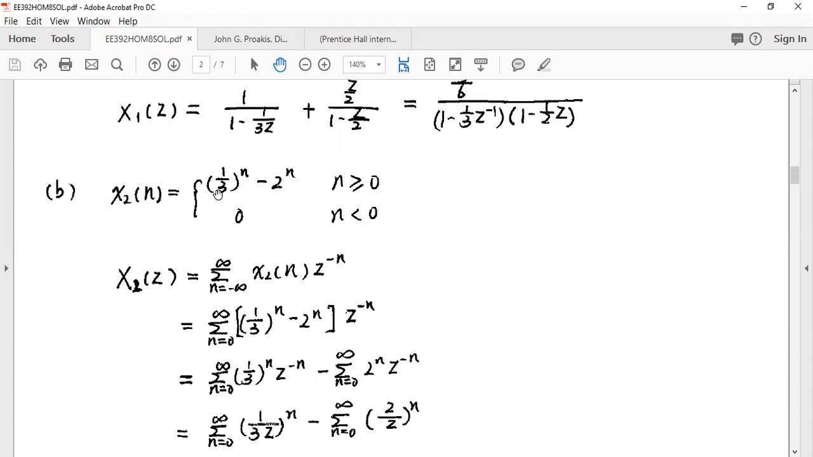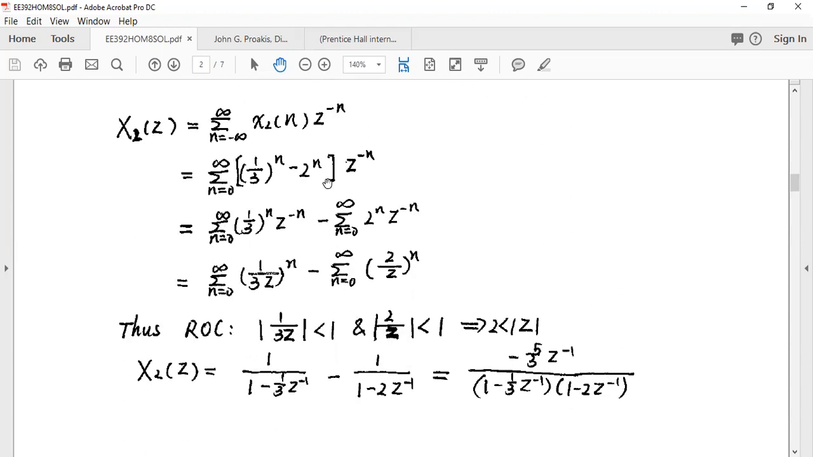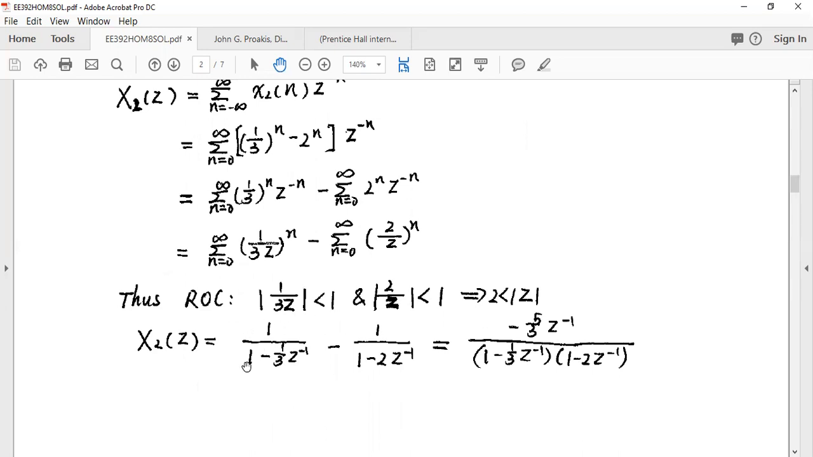So x2 of n is given by 1/3, again with direct substitution, z to the power of -n. Evaluating all these will give me 1/(1 - 1/3 z^-1) minus 1/(1 - 2 z^-1), which is equal to this particular term over here.